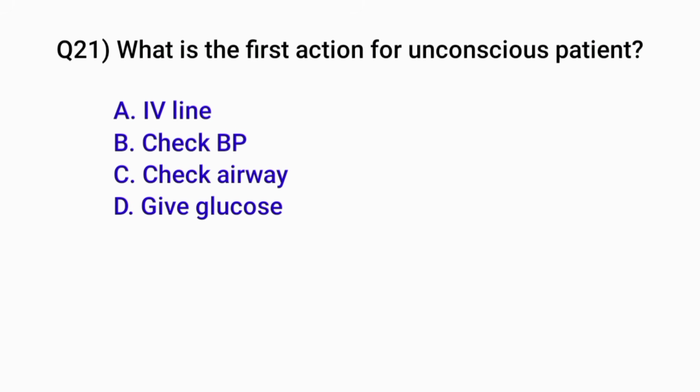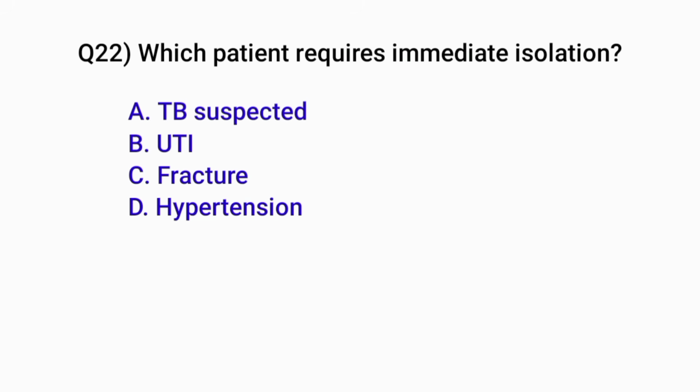Question number 21. What is the first action for an unconscious patient? Correct option is C, check airway. Question number 22. Which patient requires immediate isolation? Correct option is A, TB suspected.